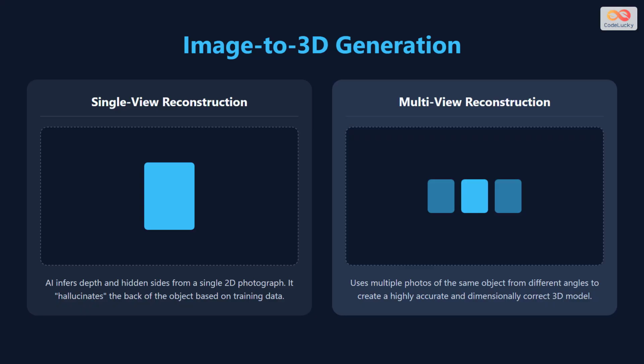Another powerful method is image to 3D. This can work in 2 ways. Single-view reconstruction takes one photo and guesses what the back of the object looks like. Multi-view reconstruction uses several photos from different angles to build a highly accurate model, which is often used for scanning real-world objects.